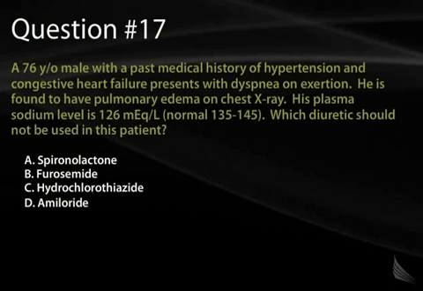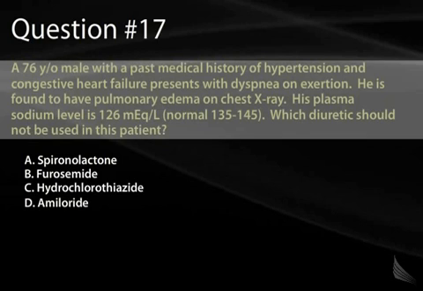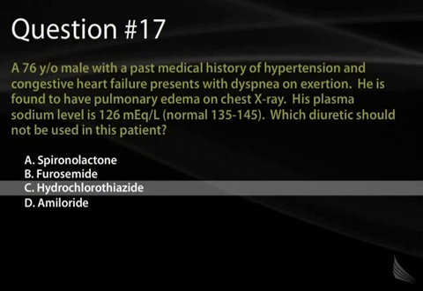Question 17. A 76-year-old male with a past medical history of hypertension and congestive heart failure presents with dyspnea on exertion. He is found to have pulmonary edema on chest X-ray. His plasma sodium level is 126 milliequivalents per liter. Which diuretic should not be used in this patient? A. Spironolactone, B. Furosemide, C. Hydrochlorothiazide, and D. Amiloride. The answer is C.